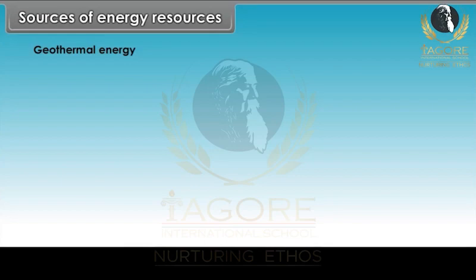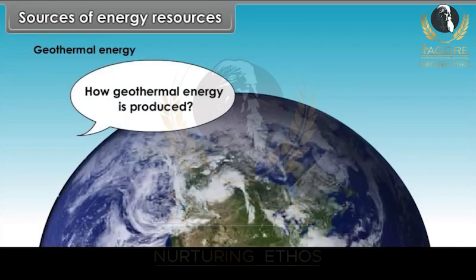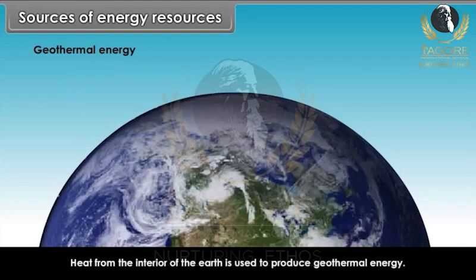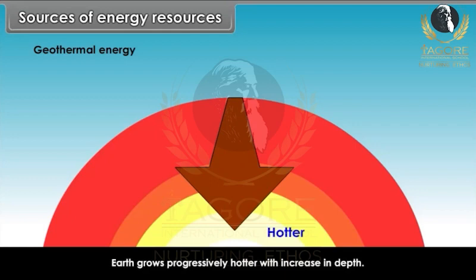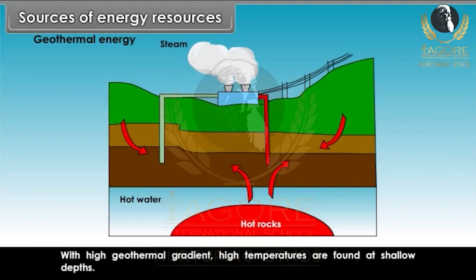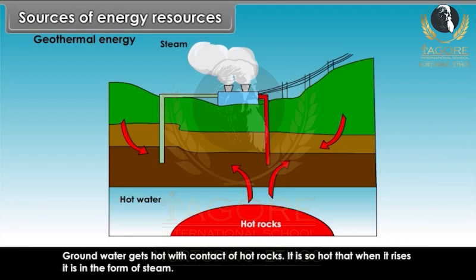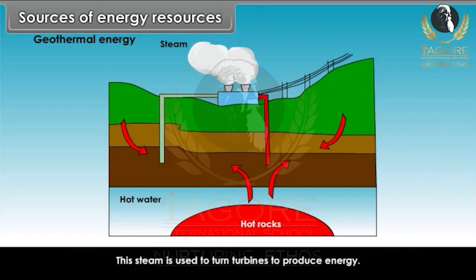Geothermal energy. Now let us understand how geothermal energy is produced. Heat from the interior of the earth is used to produce geothermal energy. Earth grows progressively hotter with increase in depth. With high geothermal gradient, high temperatures are found at shallow depths. Groundwater gets hot with the contact of hot rocks. It is so hot that when it rises, it is in the form of steam. This steam is used to turn turbines to produce energy.